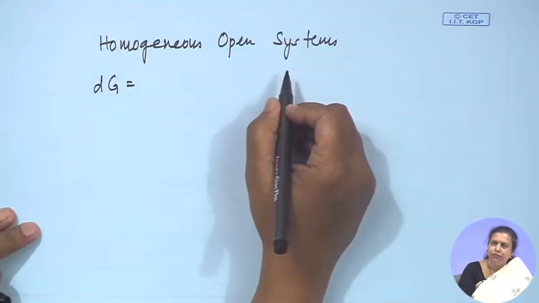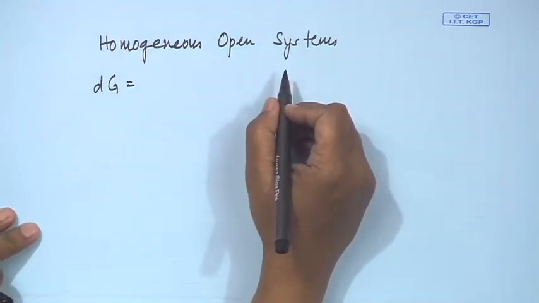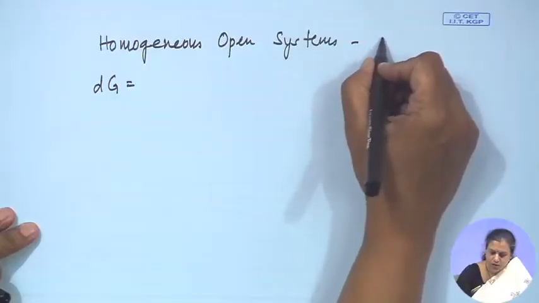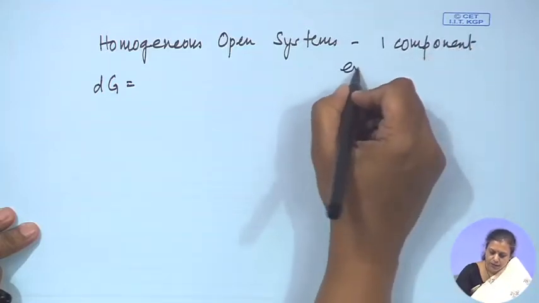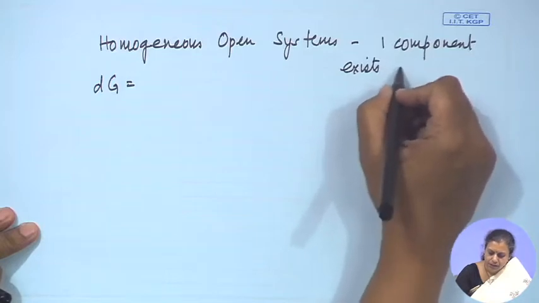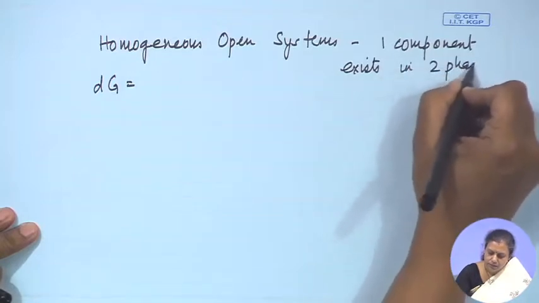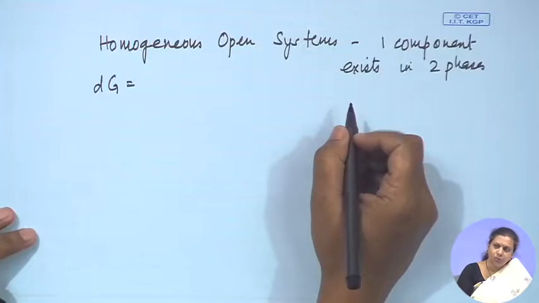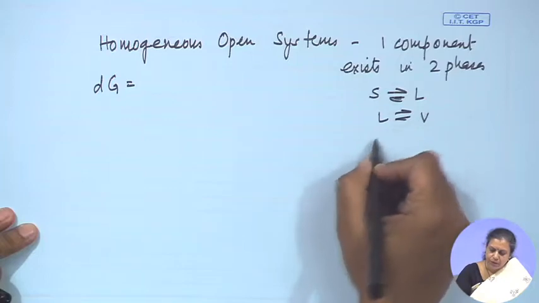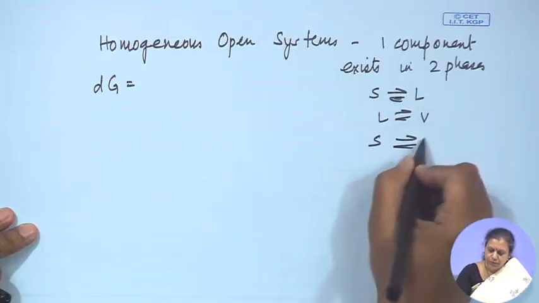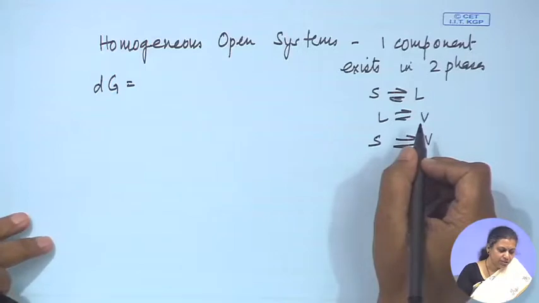For the time being, I would like to deal with the simplest type of homogeneous open systems. What is it? It comprises of, say, one component. It's a single component system which exists in two phases. And let me tell you, this is the most common type of phase transition that we encounter, and the phase transitions are usually of the form solid to liquid, or maybe liquid to vapor, or maybe solid to vapor, and so on. These are the most common transitions that we encounter.